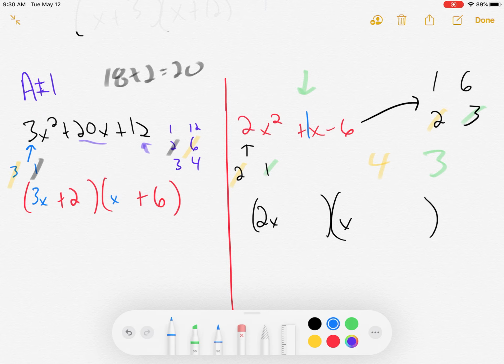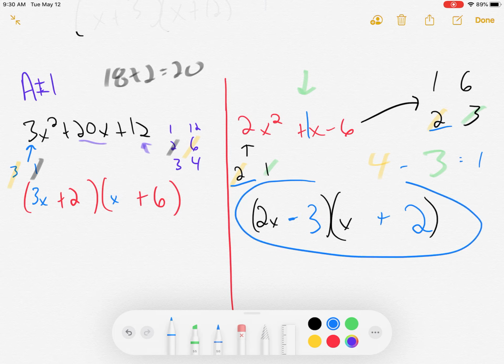So in order to get that, I did 2 times 2. If I was multiplying, my 2 is going to go here. That means my 3 is going to go here. But now again, I wanted a negative 3. It was 4 minus 3 is 1. So I'm going to put a negative by my 3 and a positive by my 2. 2x minus 3 and x plus 2 should be your final answer.